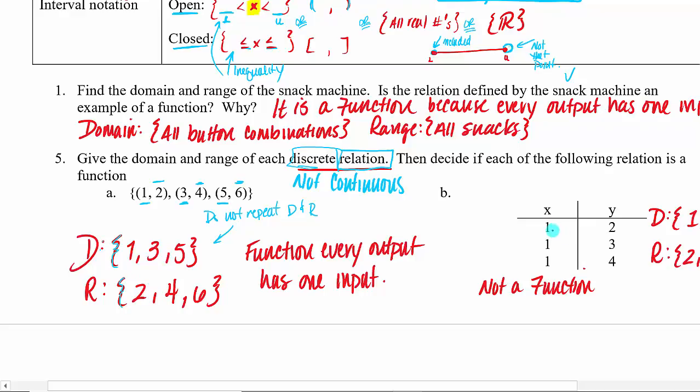Real quickly on the second example, just to show you what a relation that's not a function is, if I input 1, 1 goes to 2. This would be like putting in A1 and I get Doritos. But look, if I put A1 in here, I'm getting Snickers. If I put A1 in again, I'm getting 4. So each time I put this value of 1 in, I'm getting a surprise output. So that's not a function, that's a relation.